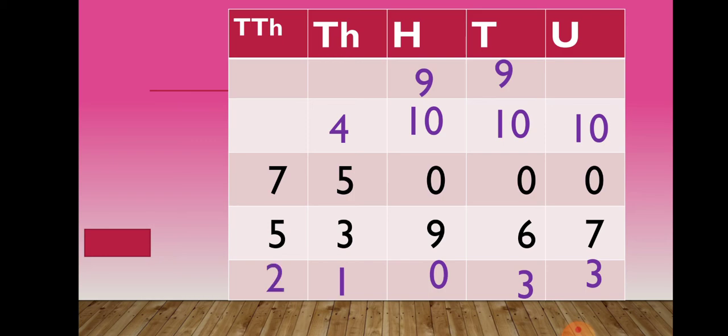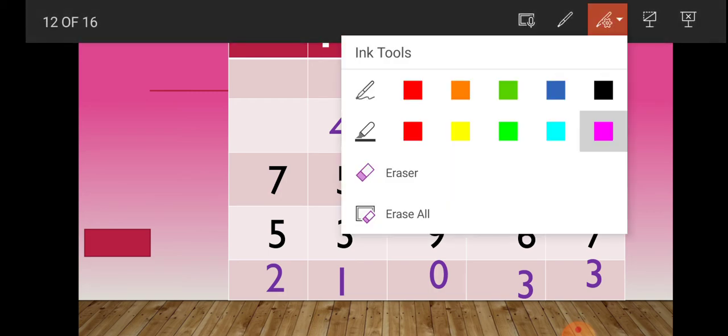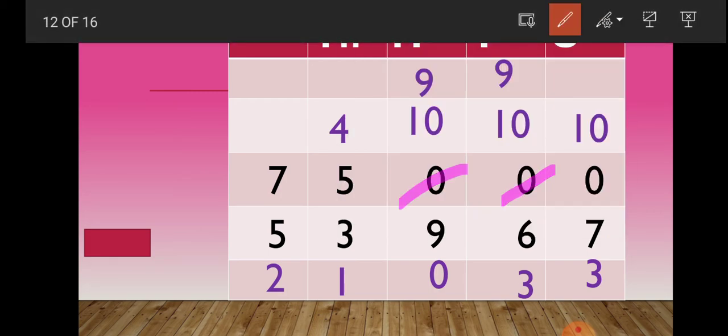Now when you subtract 53,967 from 75,000, you have remain 21,033. All of you understood? Very good.